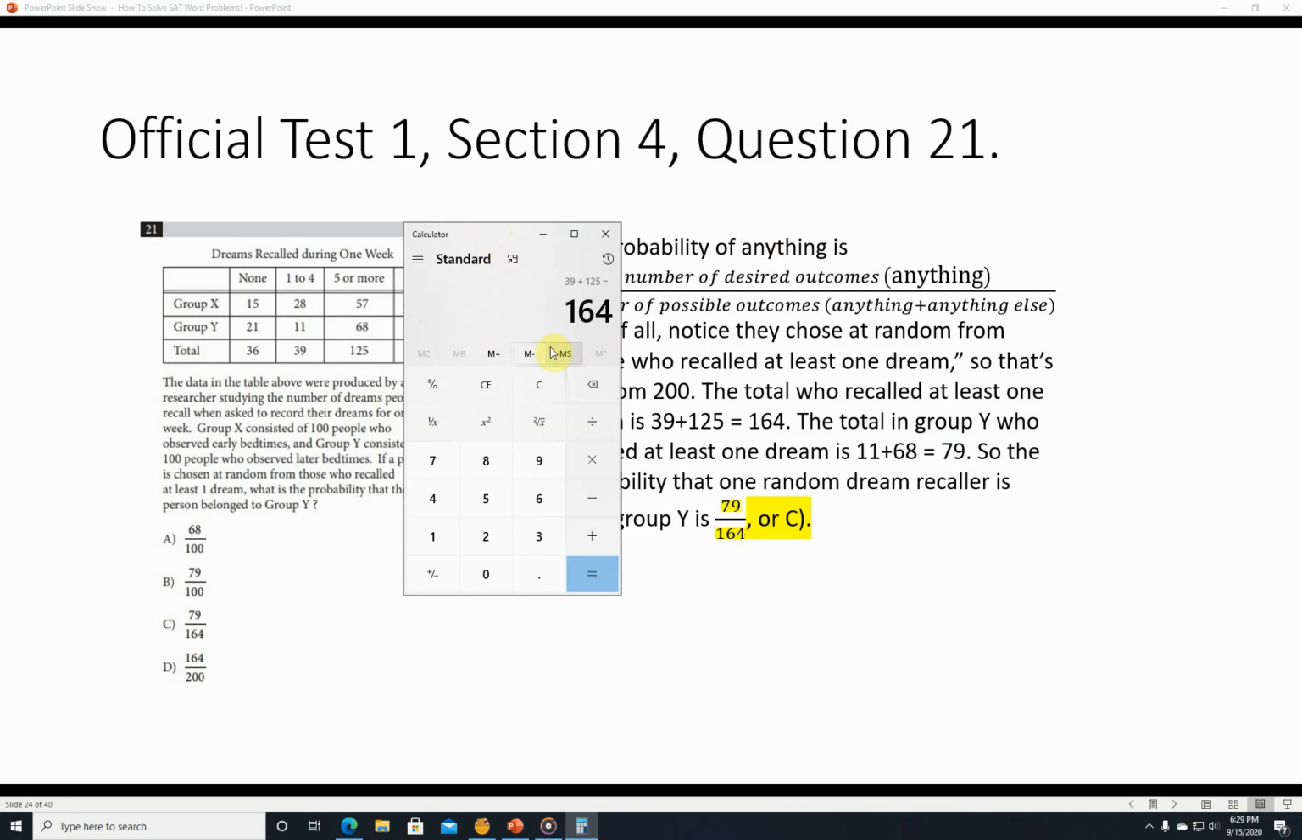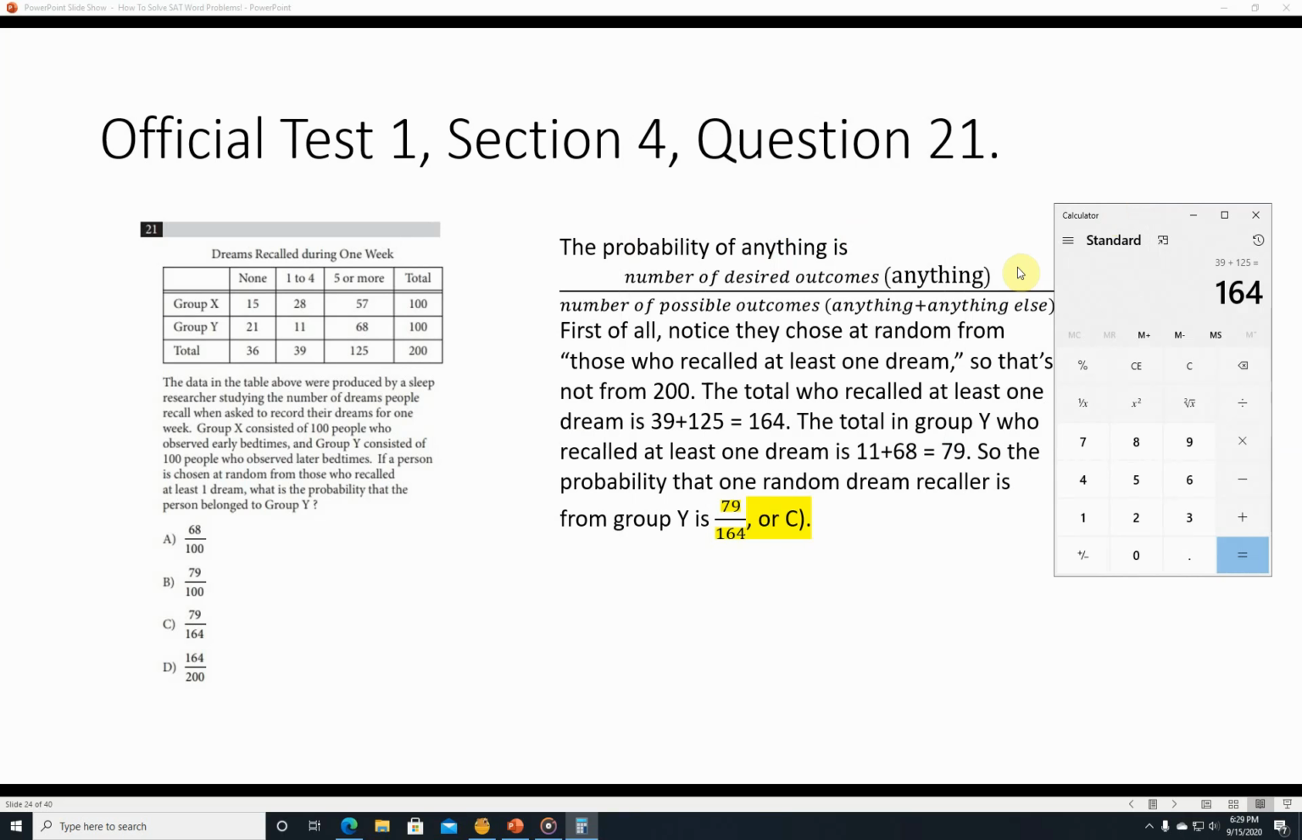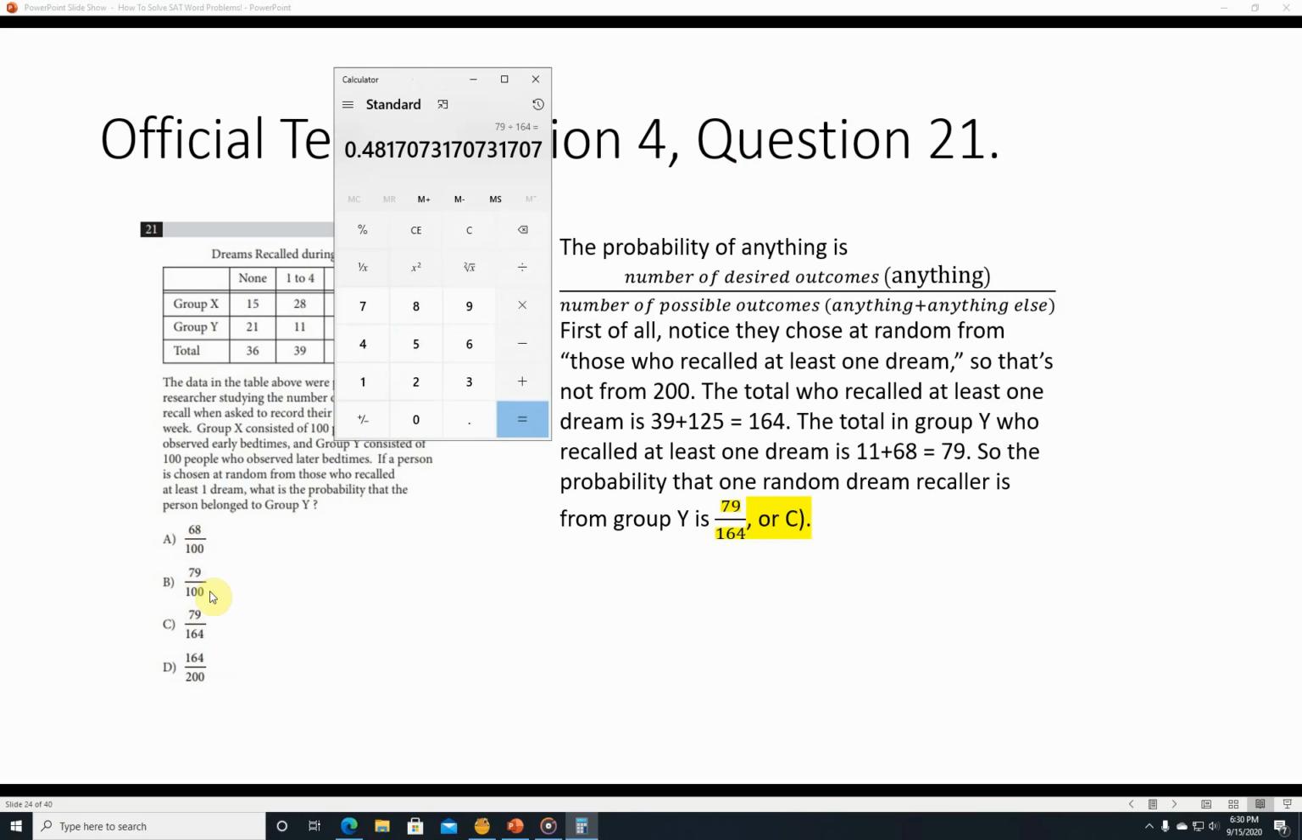And the total in Group Y, who recalled at least one dream, is 11 plus 68. So that's 68 plus 11, which is 79, and then we divide that by 164. And so that's 0.4817. But if I looked at the answer choices, I would realize I could just go 79 over 164, and that's answer choice C. But if they needed a decimal, you could do this, and say it's approximately 0.48. Anyway, that's choice C.